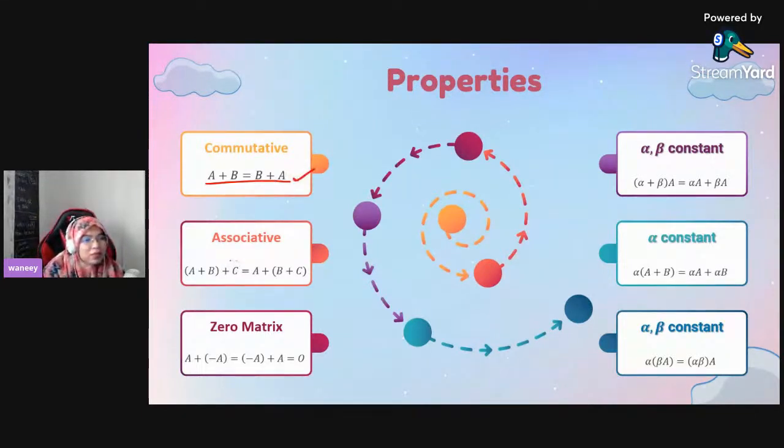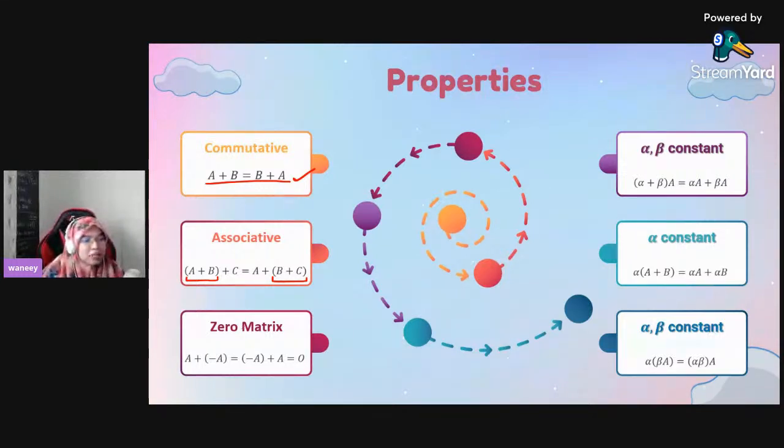First one. And then associative. Associative means that if you have A plus B plus C, you can actually do A plus B first and then you plus with C, or you can do B plus C first and then you plus with A. So kita boleh buat kurungan tu kat mana-mana lah.